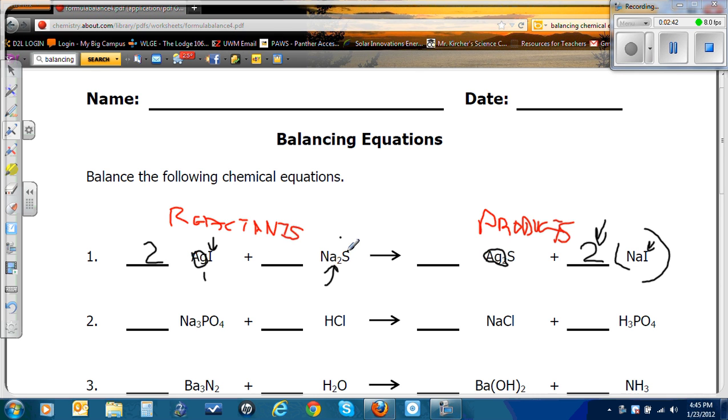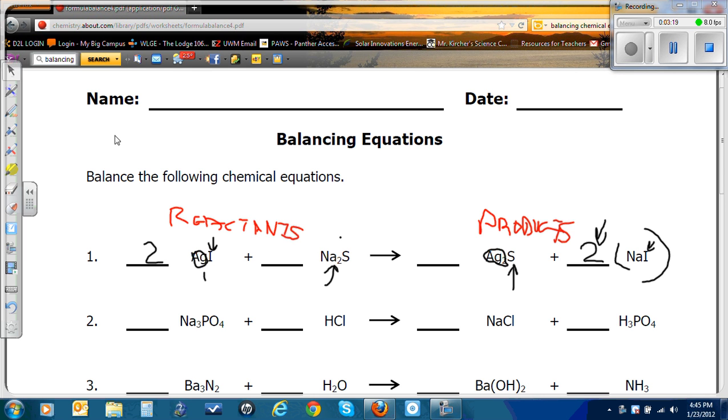And I have to balance the other element, which is sulfur. I have 1 part on this side and 1 part on this side. So that's balanced. I go back out and do a final check. I have 2 parts silver, 2 parts silver, 2 parts iodine now, 2 parts iodine because of this coefficient of 2, 2 parts sodium, 2 parts sodium because 2 is applied to this whole compound, 1 part sulfur, 1 part sulfur. I'm now balanced.